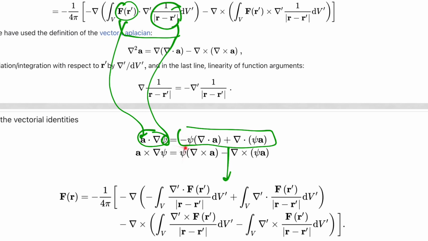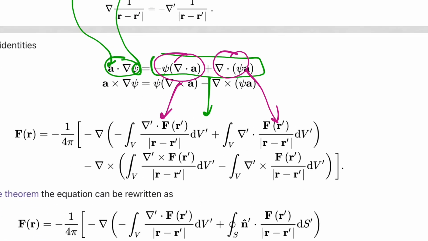The first part is minus psi times the divergence of A. So here's psi, with the minus sign in there. This is the divergence of A, because f is now A. And then you are adding to it the divergence of psi times A. So here's the divergence, and here's psi, and here's A, right? So that's the divergence of psi times A. This part lands right there, and this part lands right there, right?